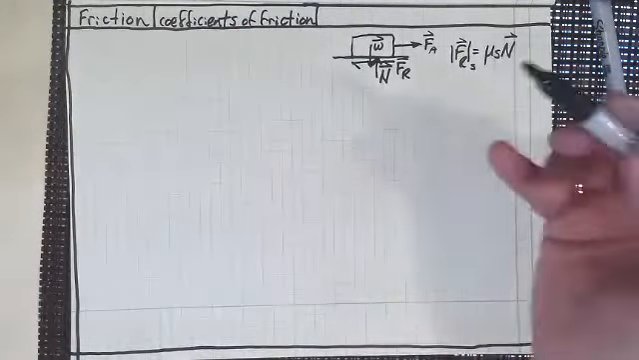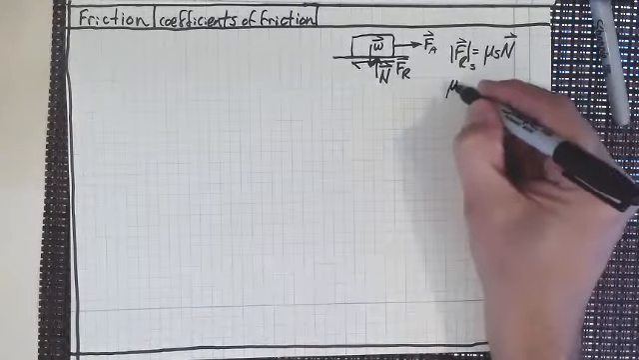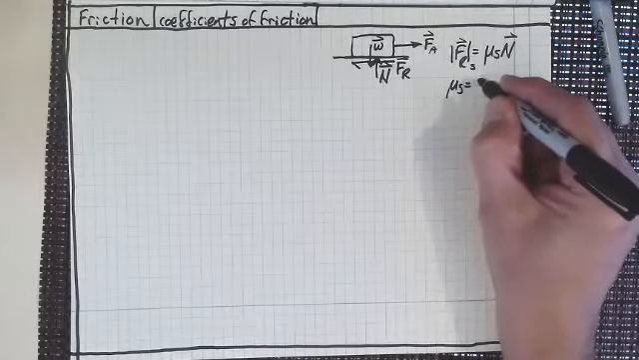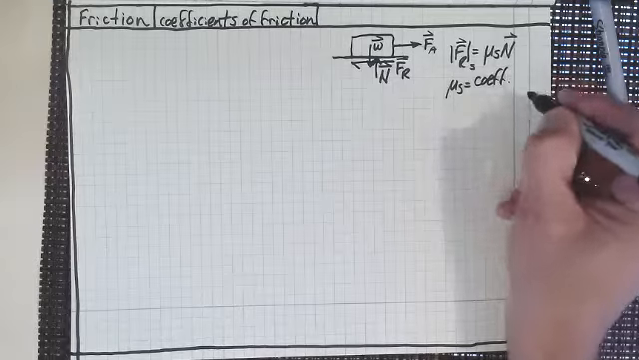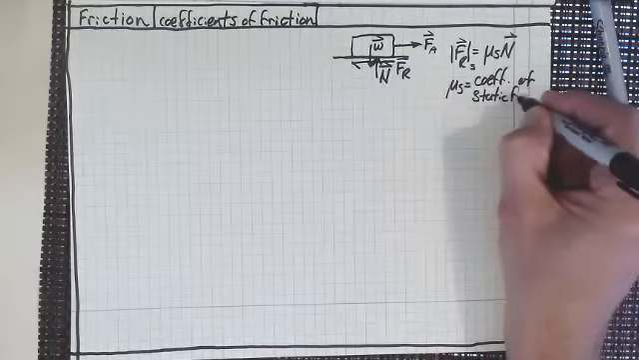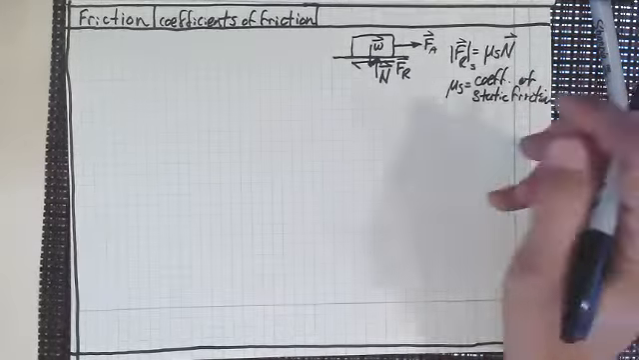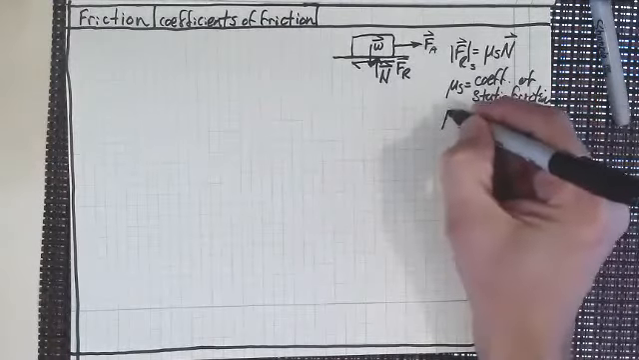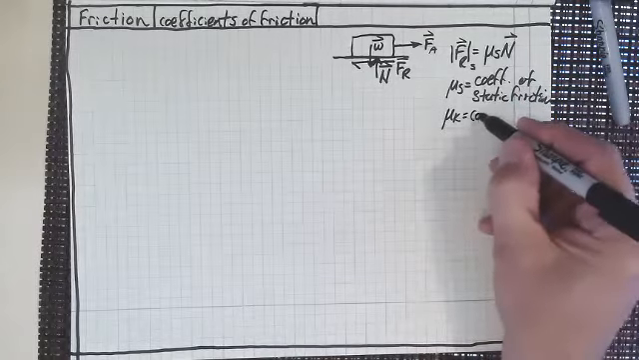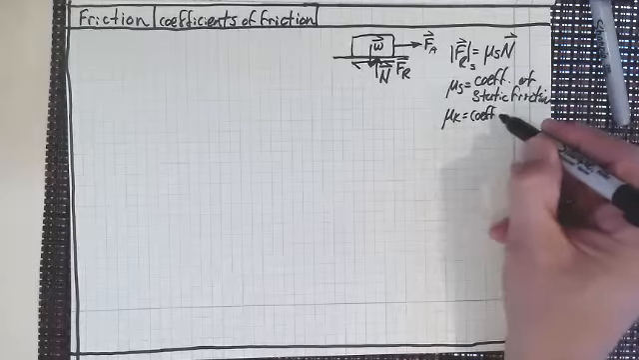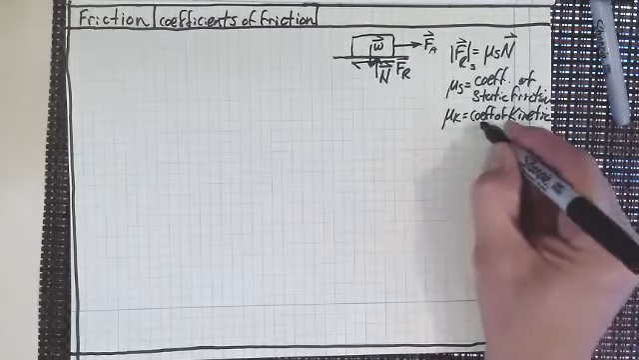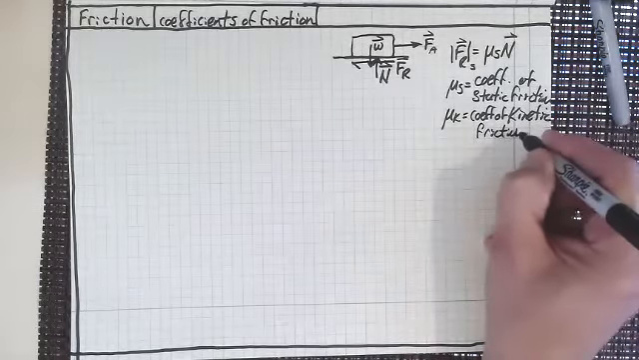Because this is mu sub s, and you're probably saying, mu sub s, what does the s stand for? Mu sub s equals the coefficient of static friction. And we've got another one, mu sub k, that is the coefficient of kinetic friction, right?